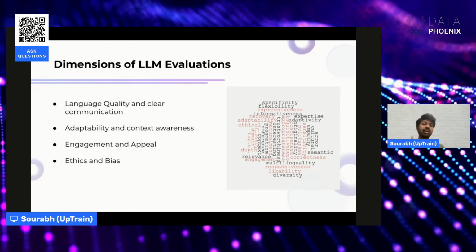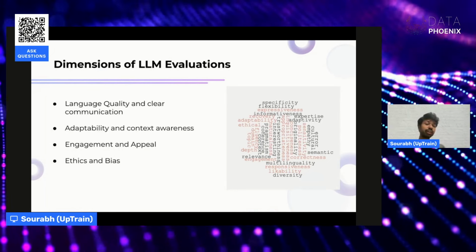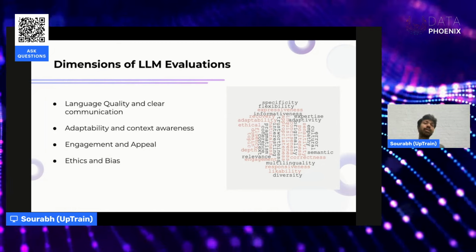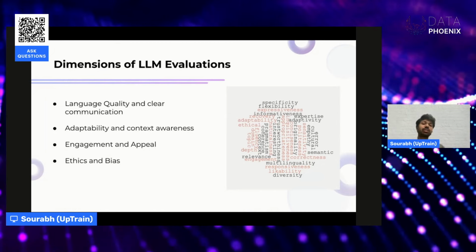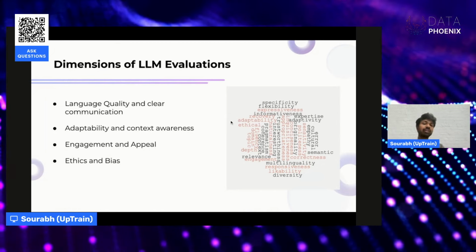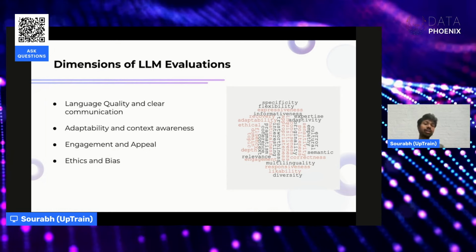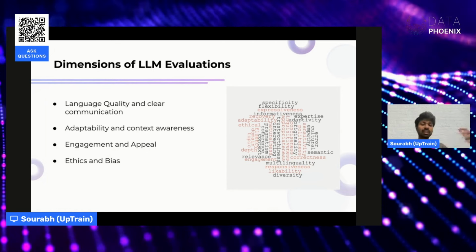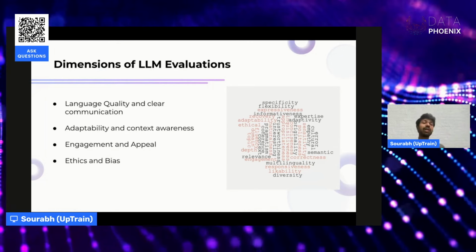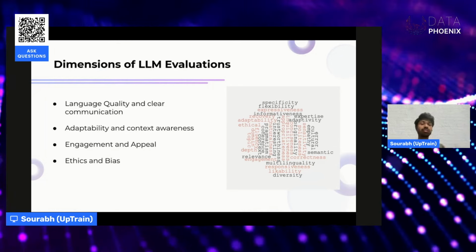So at UpTrain, we have identified almost 30 to 40 such dimensions, things like flexibility, expressiveness, informativeness, responsiveness, diversity, likability, toxic keywords, and so on. And we essentially want to evaluate your model on these criteria.